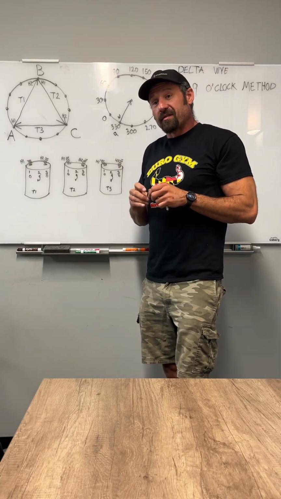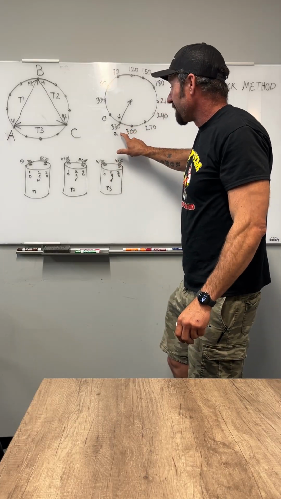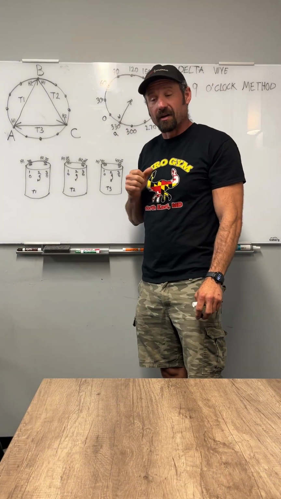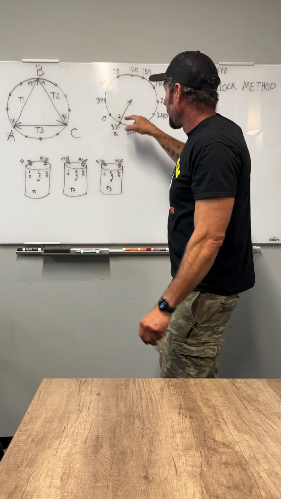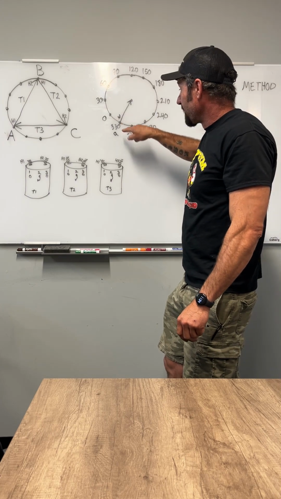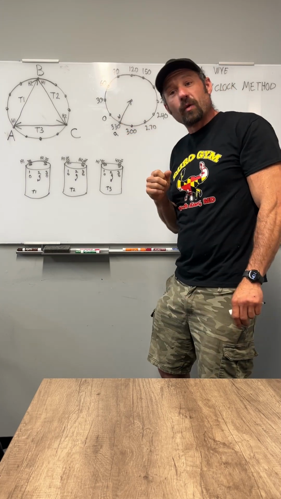And if you remember the last video, I said you could never get this A phase and an A phase on a Y delta to phase together. Because on a Y delta, your A phase would be up here. On a delta Y, your A phase is down here. And that is true A phase.